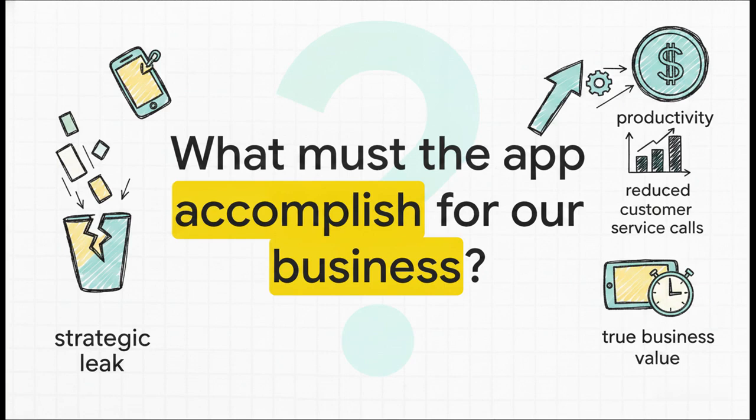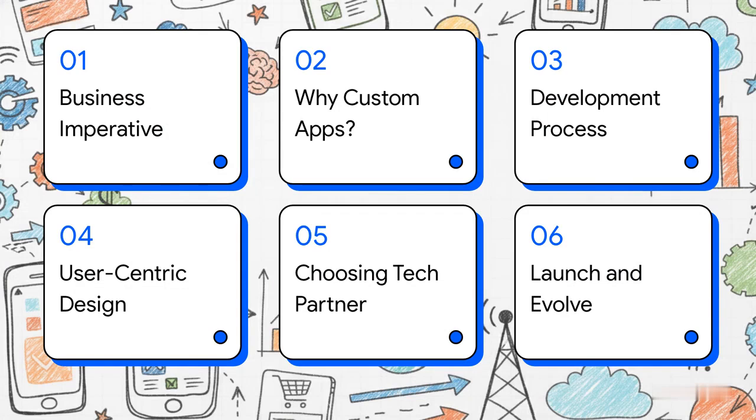Instead, your absolute first step has to be answering this one critical question: what must this app accomplish for your business? Are we talking about reducing customer service calls by 30%, or maybe improving your field team's productivity by 2 hours a day? A concrete business objective defines true value, and that is exactly where you have to start. To get us to that value, here is our agenda for today's Explainer.